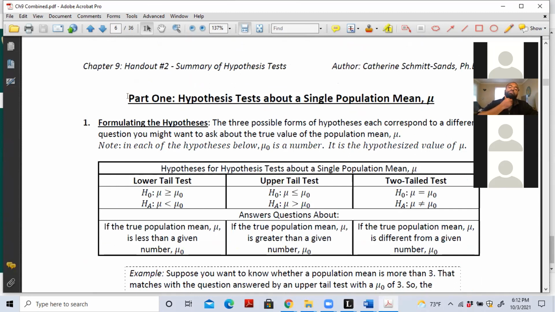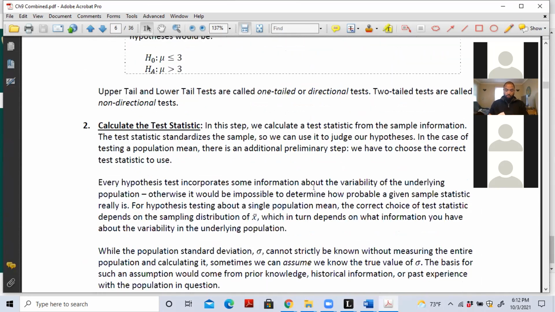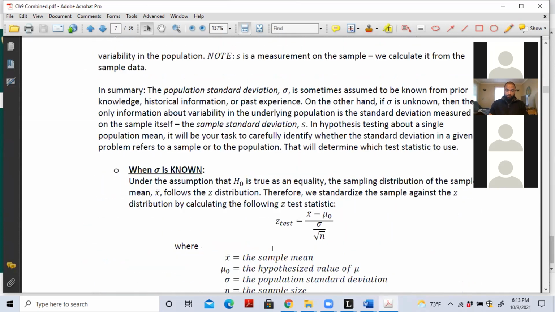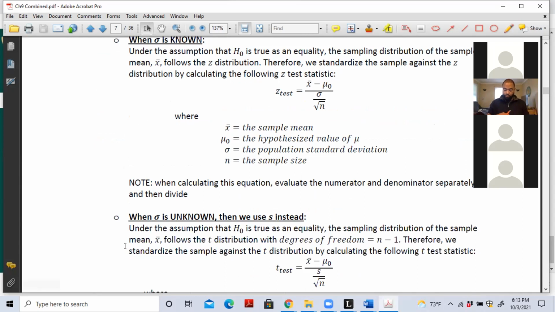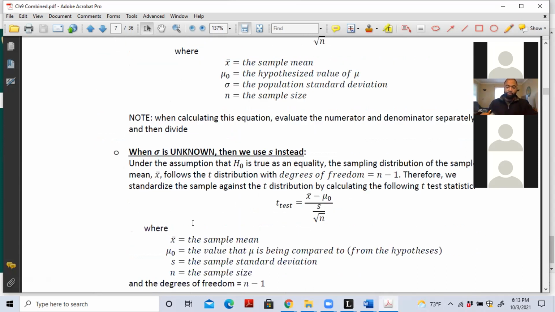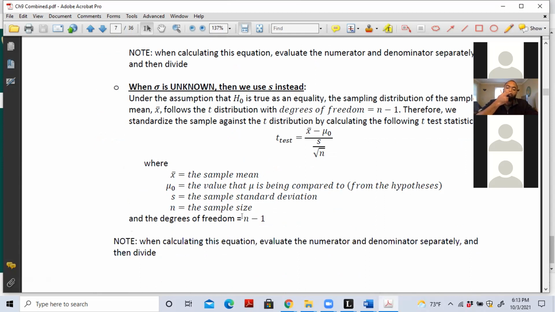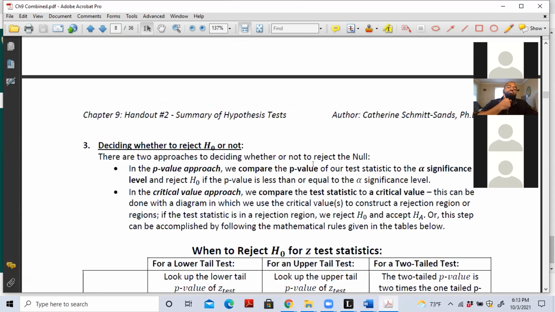You should know the hypothesis test of a single population mean, and how to calculate the test statistic. You can write this formula down on a piece of paper because it's open book. So jot down all the important formulas. If sigma is unknown, then we use the t statistic. And the degree of freedom is n-1 for the t test statistic.